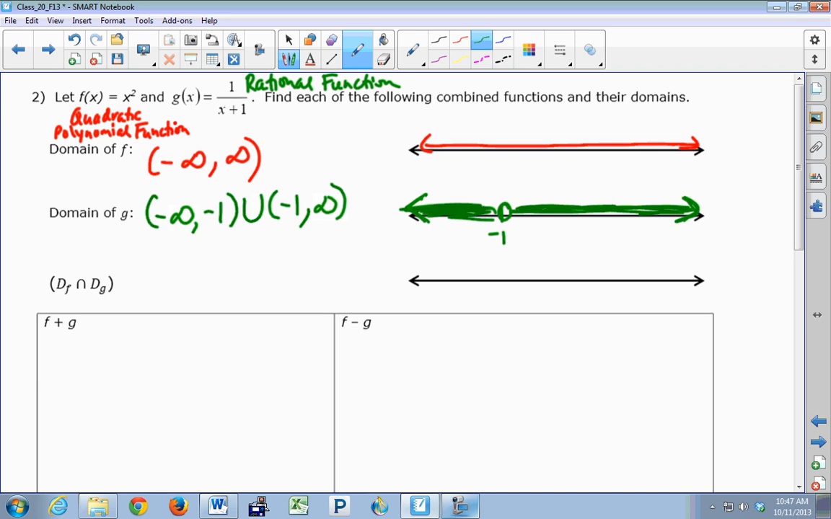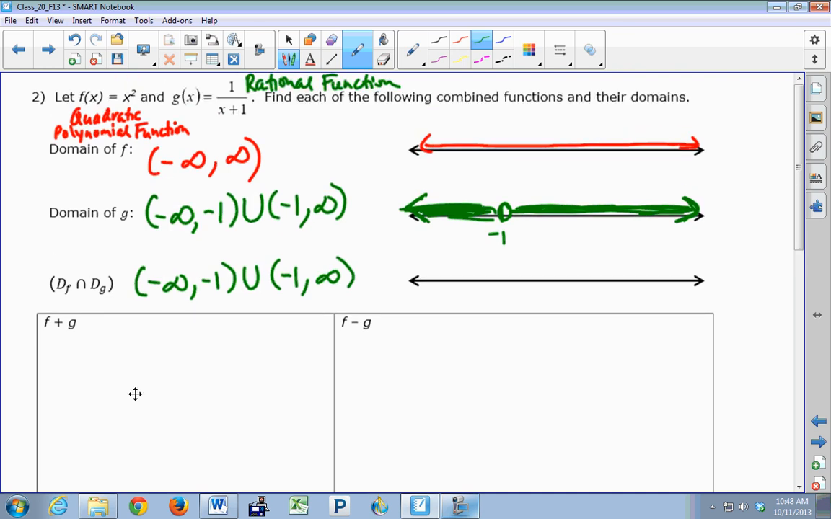So now the domain for the both functions combined is what set of numbers do they have in common? So if you put this set of numbers on top of this set of numbers, what do they have in common? All numbers but what? All numbers but negative 1. So the domain of f intersect the domain of g is actually the same as the domain of g, because the domain of g has a restriction in it. Domain of f has no restriction. So the domain of g becomes their intersection. Okay, any questions on that, finding the domains?